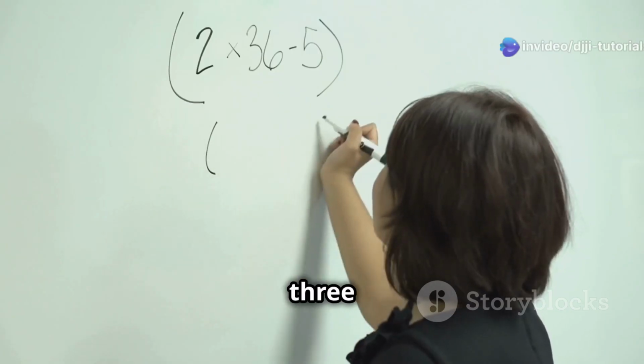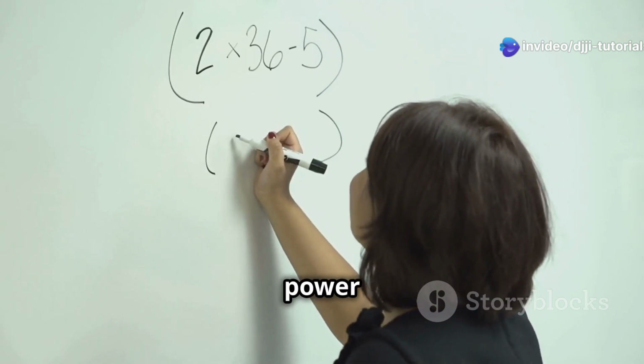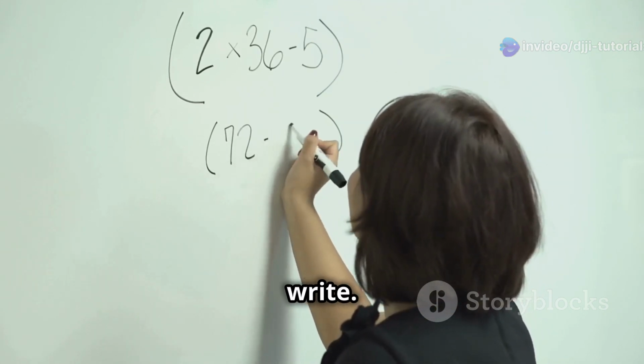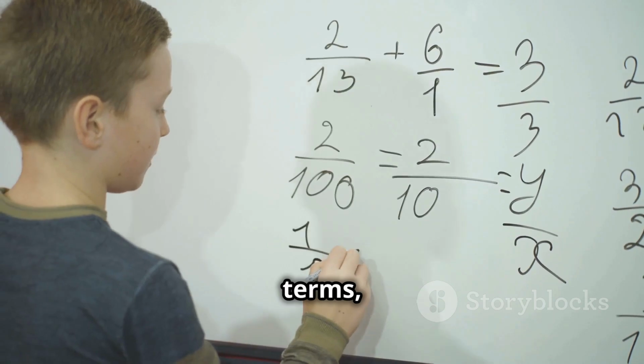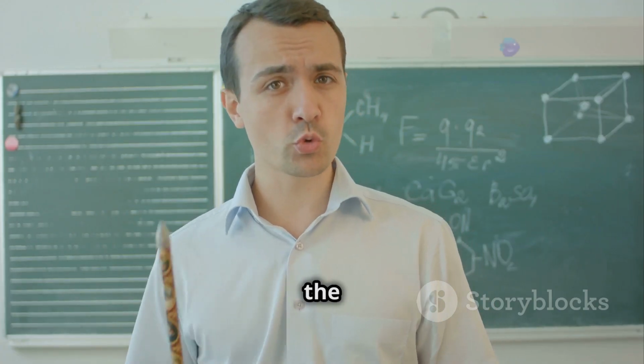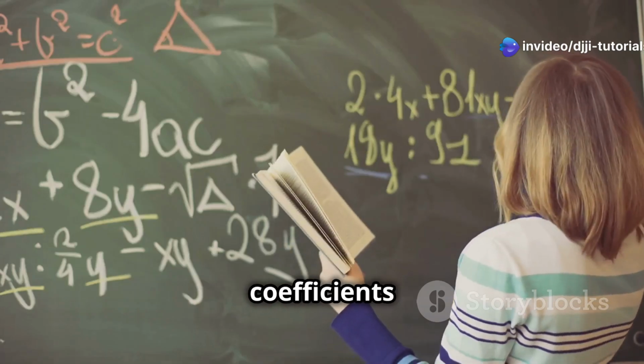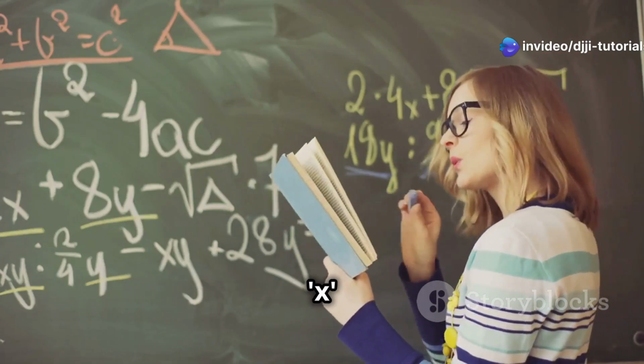For example, 3x and 5x are like terms because they both have the variable x raised to the power of 1, which we don't write. To add or subtract like terms, you simply combine their coefficients. The coefficient is the number in front of the variable, so 3x plus 5x equals 8x. We added the coefficients 3 and 5, but the variable x stayed the same.